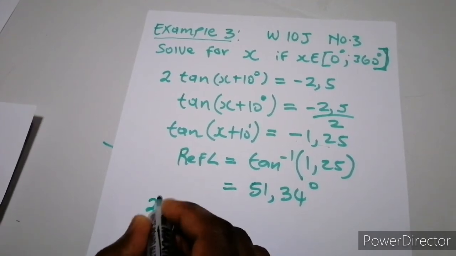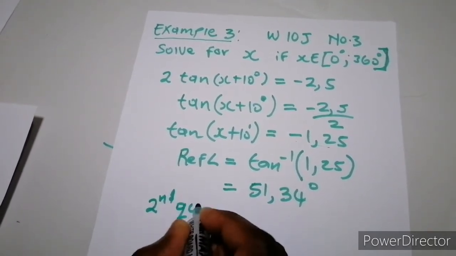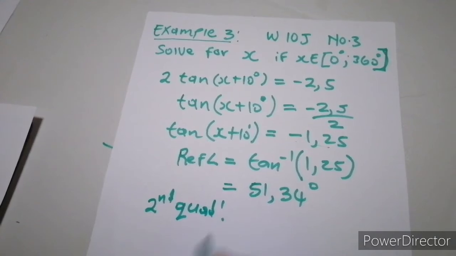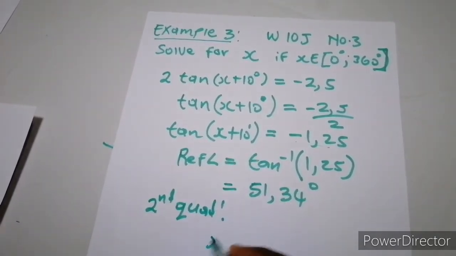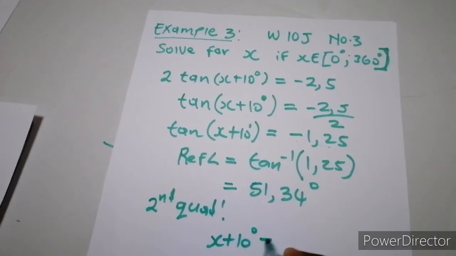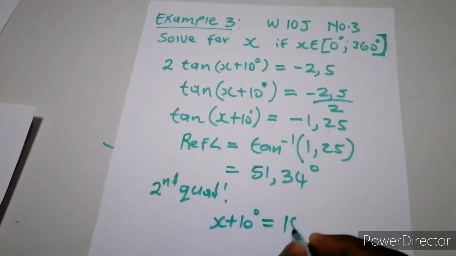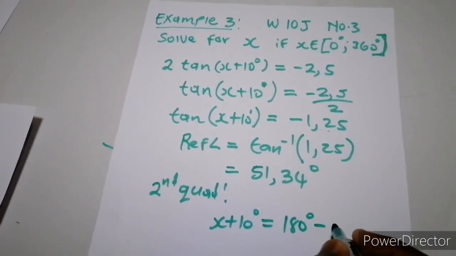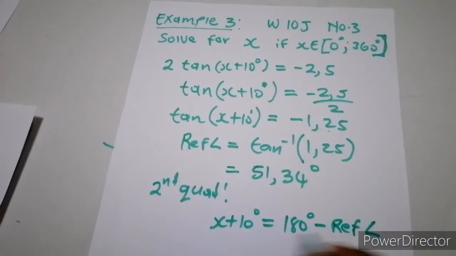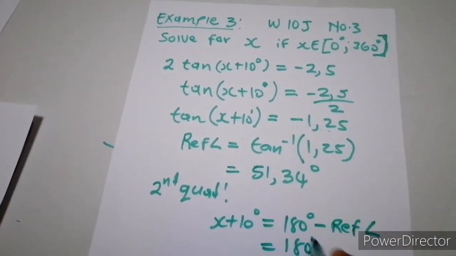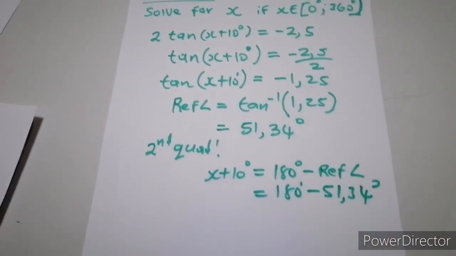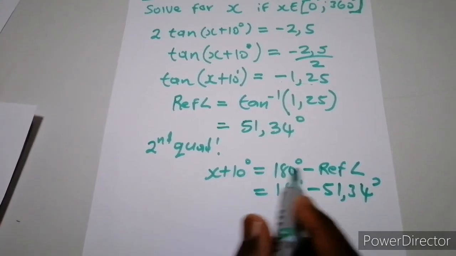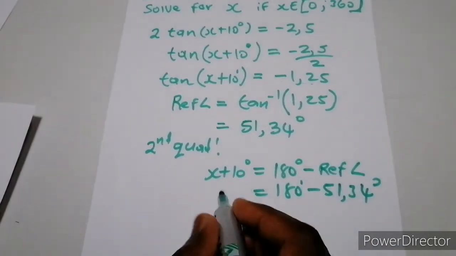Now in the second quadrant, the angle x plus 10 degrees is 180 minus reference angle. Reference angle is 51,34 degrees. Now we're going to rearrange and solve for x.